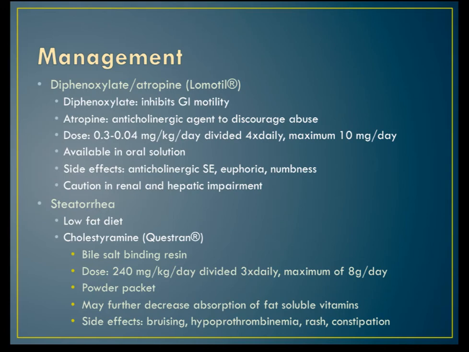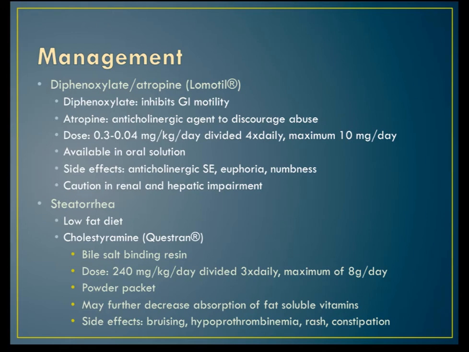If you remember the little rhyming mnemonic for remembering the anticholinergic side effects: can't see, can't spit, can't pee, can't poop. So you get blurry vision, dry mouth, urinary retention, constipation. You can get the euphoria from the diphenoxylate portion since it does work on the mu receptors, which is also what our opioids work on, and you can get some numbness. So the dosing there is listed on the slide with a max of 10 milligrams per day.